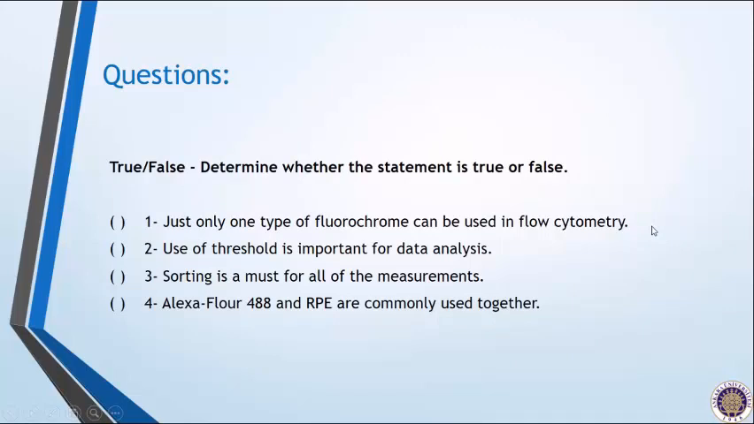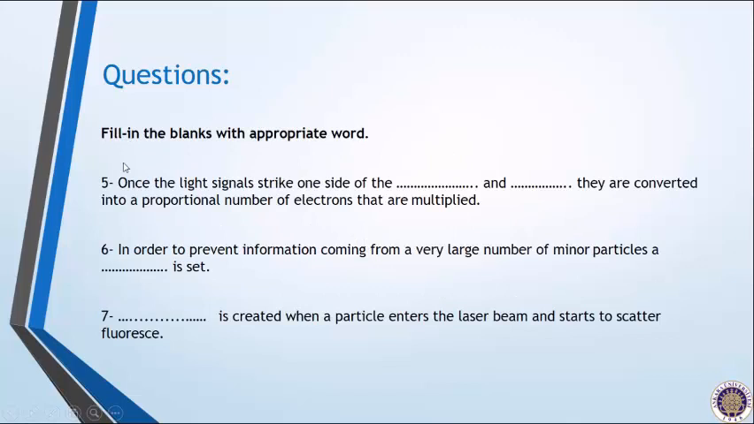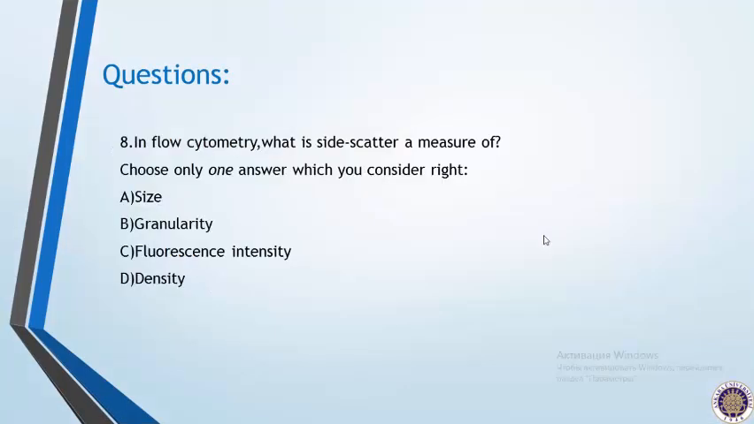Now the questions part. First, determine whether the statements are true or false. And please pause the video, then check the answers. And here, fill in the blanks with the appropriate word. Those are the questions from my part. The eighth question is a multiple choice question, so choose only one answer which you consider to be right. In flow cytometry, what is side scatter a measure of?